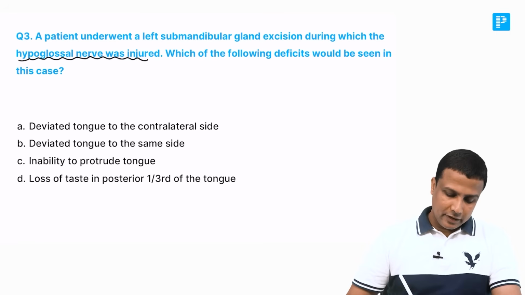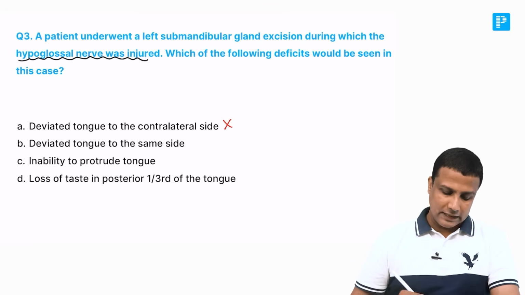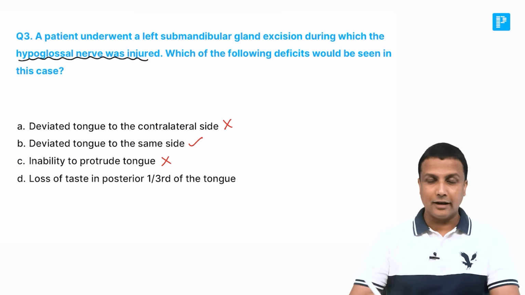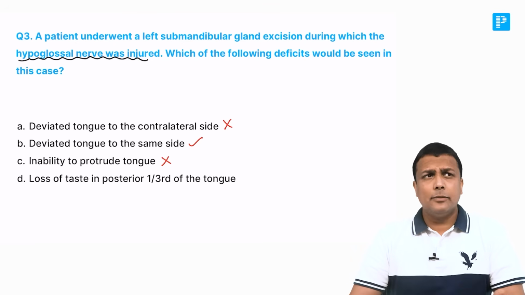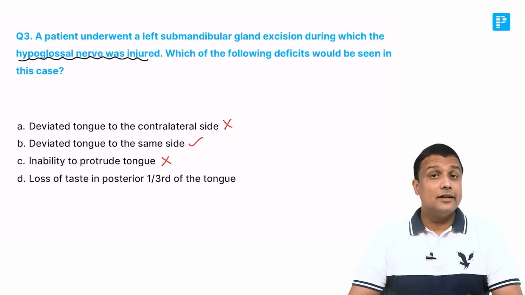The tongue will be deviated onto the contralateral side. Absolutely wrong. That is ruled out. The tongue deviated to the same side. Absolutely correct. Inability to protrude the tongue, this is also wrong. It can't be the right answer. Why? Because the person is able to protrude the tongue, but the tongue is deviating.